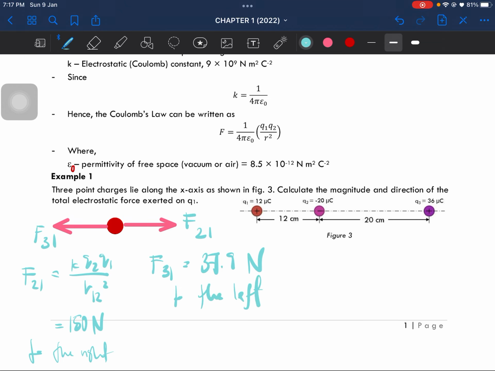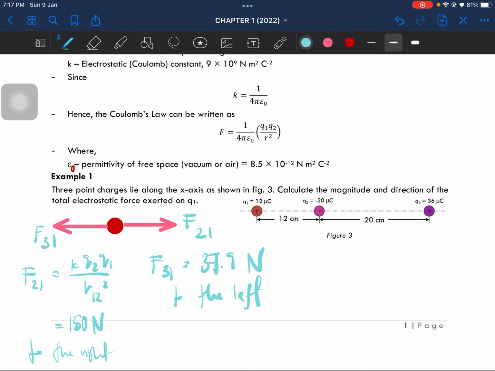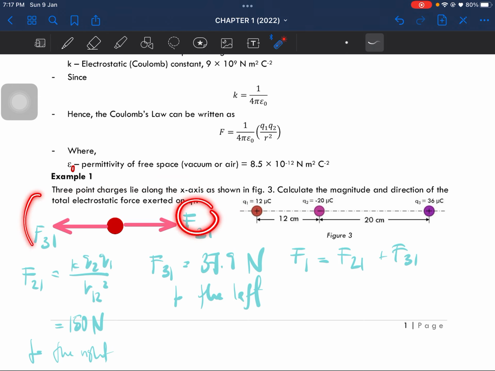This is not the end, you have to add these two together. Since these are vectors, you should add them as vectors. So the force on charge 1 will be equal to force 21 plus force 31. Just add them both together. Since this is on the x-axis, we can just add them together. If they were on the y-axis, you would have to resolve them.